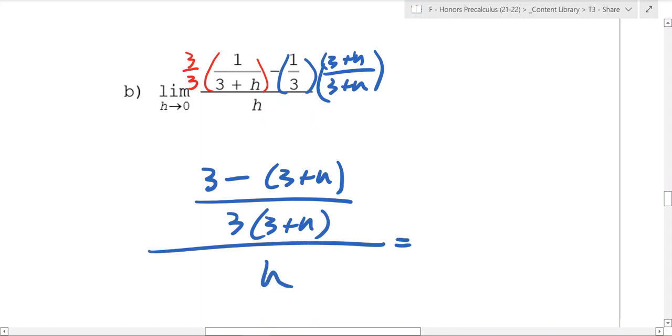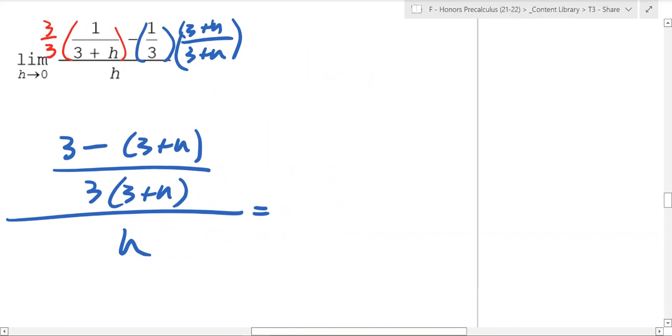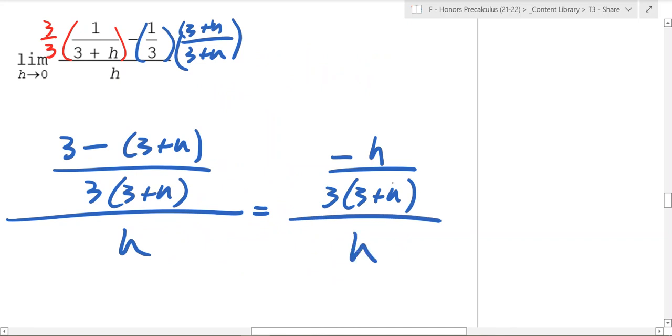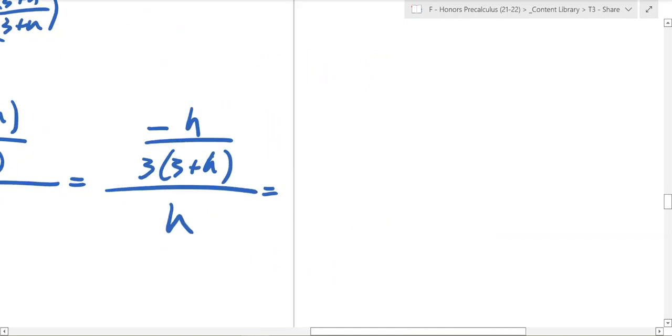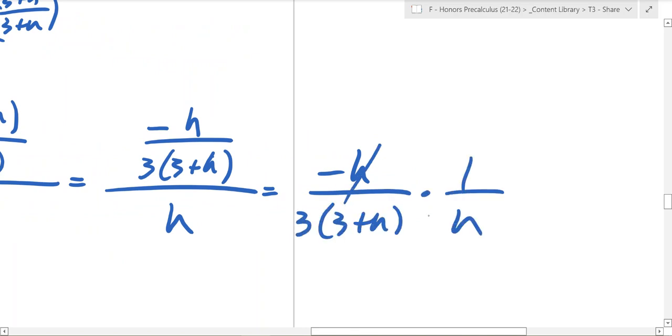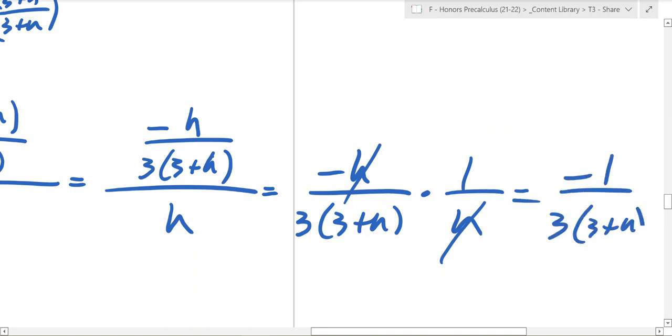Looks worse, but it's not. It's actually pretty good. That turns into 3 minus 3 minus h, so you end up with minus h over 3 times 3 plus h, all over h. Dividing by h is the same thing as multiplying by the reciprocal. So that's minus h over 3 times 3 plus h, times 1 over h. Those cancel, and you're left with negative 1 over 3 times 3 plus h.